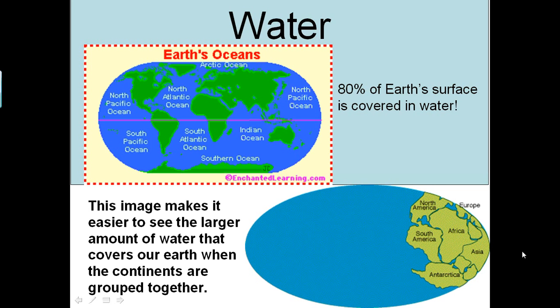The bottom image, if you look at it, you see that all of the continents have been grouped together. Well, if we could group all of our continents together, it makes it easier to see how much water really is covering the Earth. So this second picture is just showing you that we have definitely, or roughly, 80% of water covering the Earth. And this is an easier way to understand that in this second picture.